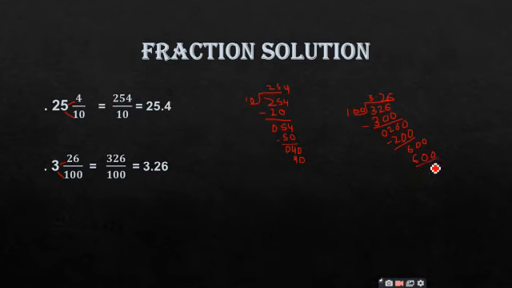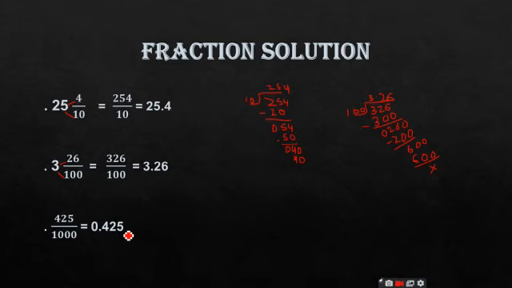So this cross. So we got 3.26. Now the last one is 425 upon 1000, and when we divide them, we got 0.425. I want all of you to do this division by yourself. Now the first decimal we got is 25.4, the second one is 3.26, and the third one is 0.425.